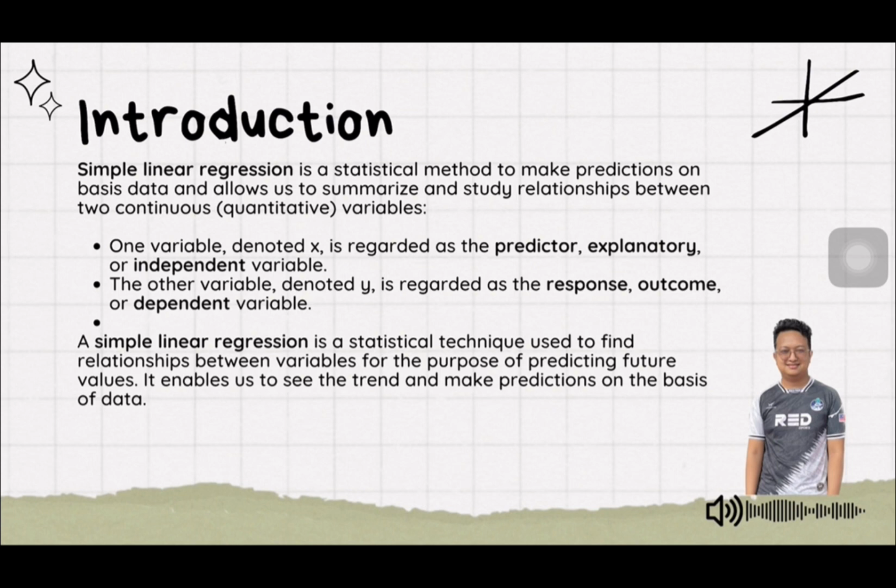A simple linear regression is a statistical technique used to find relationships between variables for the purpose of predicting future values. It enables us to see the trend and make predictions on the basis of data.